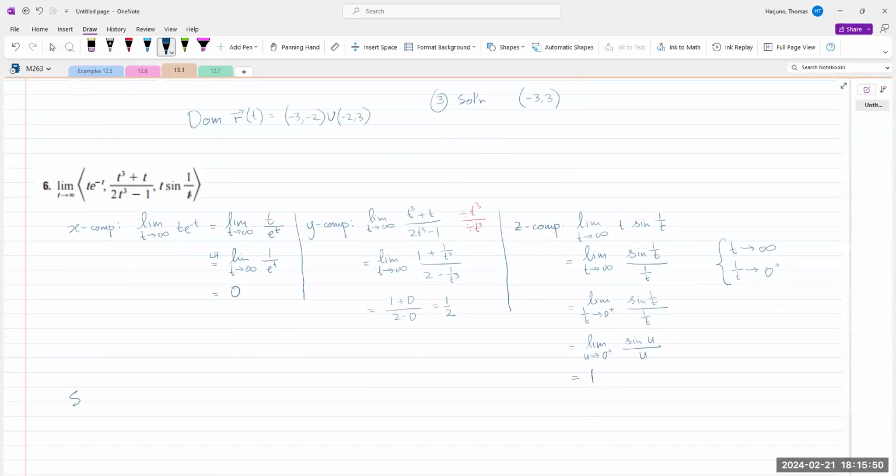So the limit as t goes to infinity of that vector function is 0, 1/2, 1. Okay?